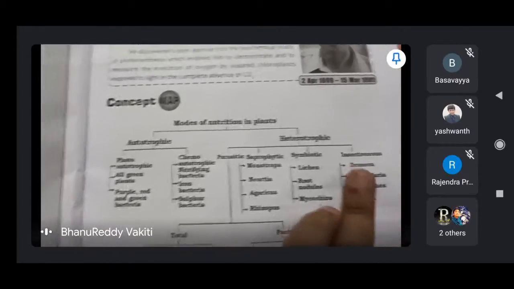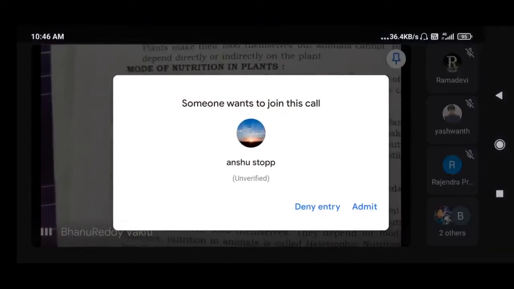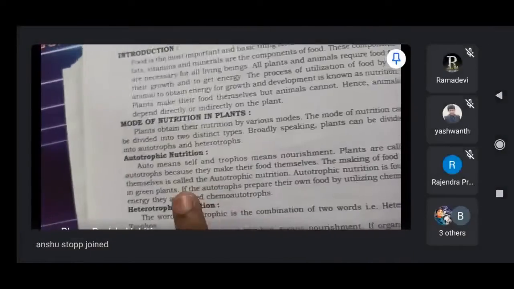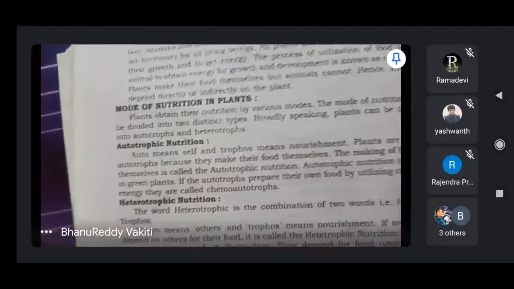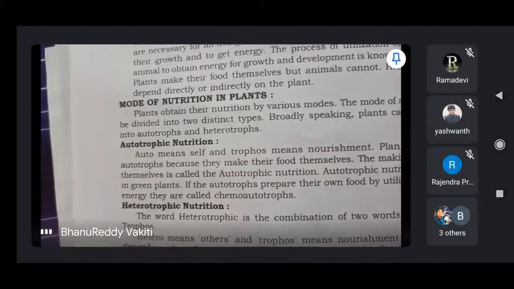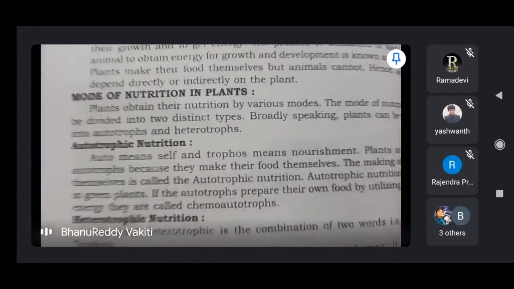And insectivorous, some insectivorous plants. So here, autotrophic, already I told you. Tropos means nourishment. Auto means self and tropos means nourishment. Plants are called autotrophs, self nourishment. Auto means self, trophic means nourishment. Those which nourish themselves are autotrophic nutrition.